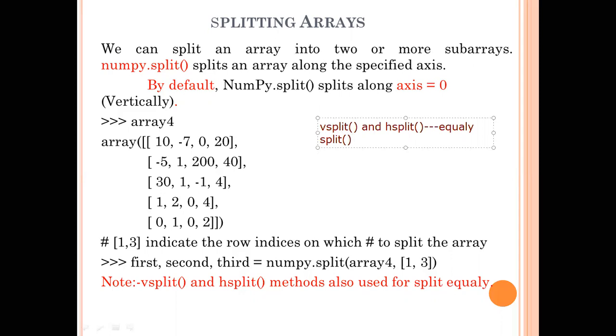Again, split has one thing, that is the axis. By default it is similar: axis equals 0, which means it will split vertically. If we are using axis equals 1, it means horizontal. Just check an example, then it will be clear.